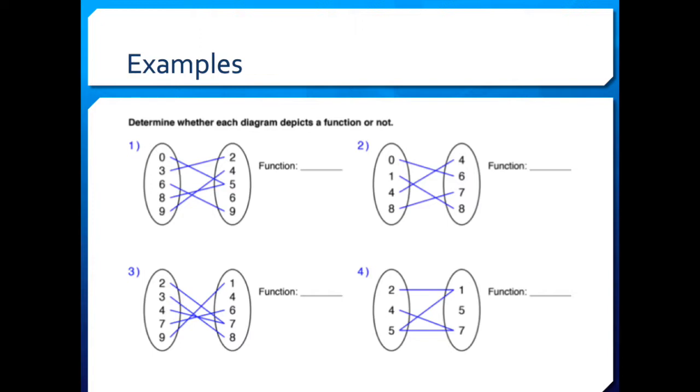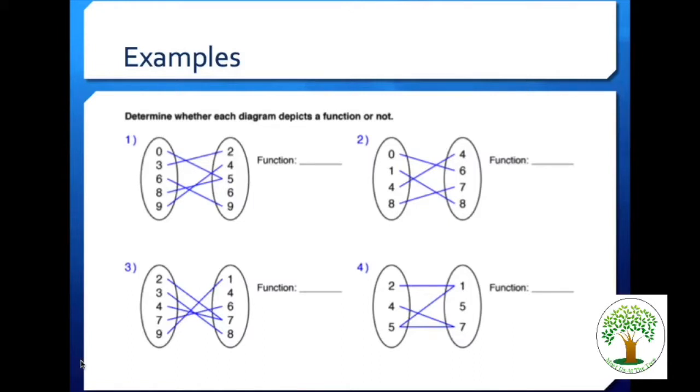Here's 1 through 4. These look a little different than the one I just showed you, so I'm going to go over it with you. These are ordered pairs. 0 goes with 5, 3 goes with 2. So this is the ordered pair 0, comma 5. 3, comma 2. 6, comma 9. 8, comma 5. And 9, comma 4. You with me so far?